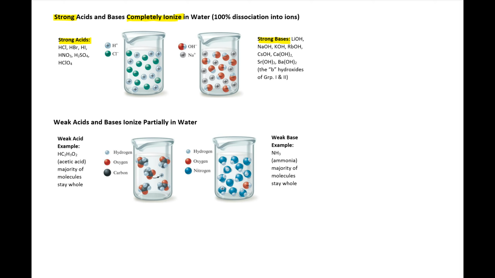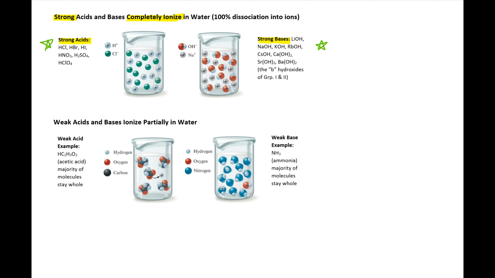So please put to memory these 6 strong acids: hydrochloric acid, hydrobromic acid, hydroiodic acid, nitric acid, sulfuric acid, and perchloric acid, as well as these 8 strong bases. These are a little bit easier to memorize. They all come from group 1 and group 2 on the periodic table. And it says group 1 and group 2 hydroxides. So just mind the charges of your group 2s. Make sure that you use 2 hydroxides when you're writing those formulas for the group 2 ions.